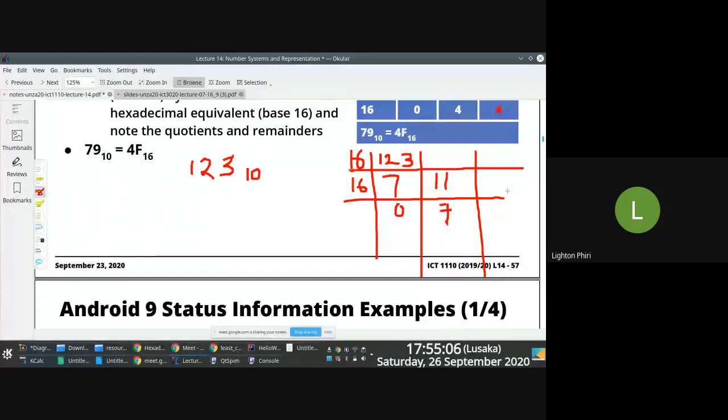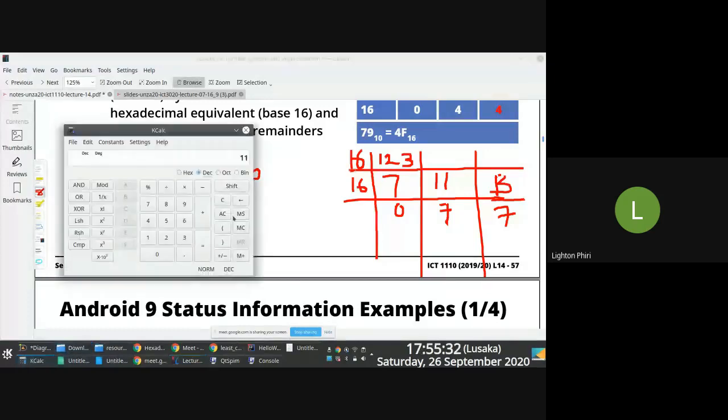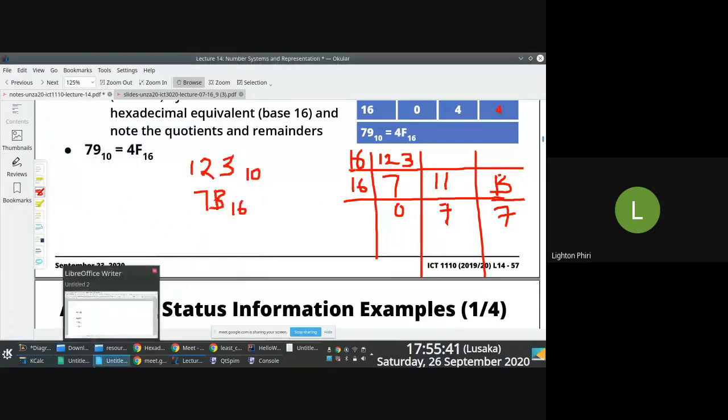The final step is, for all numbers that are equal to 10 and above, you use those hex symbols, A through F. We know 10 is A, 11 is B, so this is B. And then this is going to be 7. So the answer here is 7B, base 16, right? And we can prove this. We go here and say, what is 123 base 10? It's 7B.